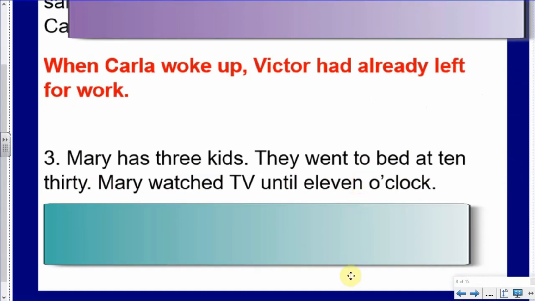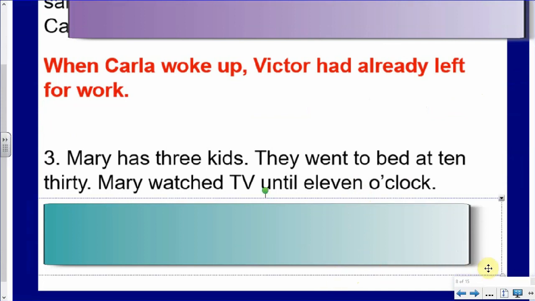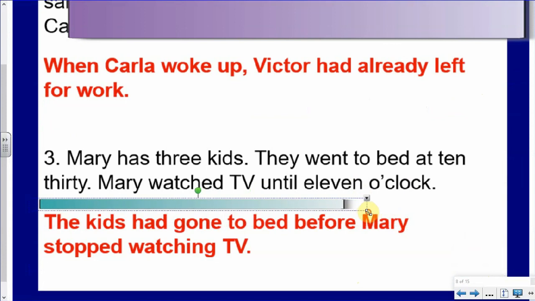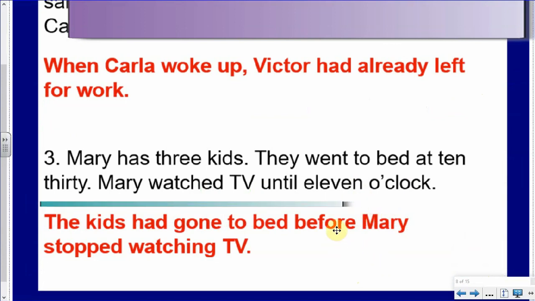And then number 3, let me read this one. Mary has 3 kids, 3 children. They went to bed at 10:30. Mary watched TV until 11 o'clock. So we can see that 10:30 is before 11. So we can say here, the kids had gone to bed before Mary stopped watching TV.